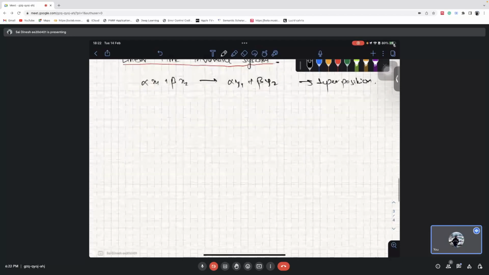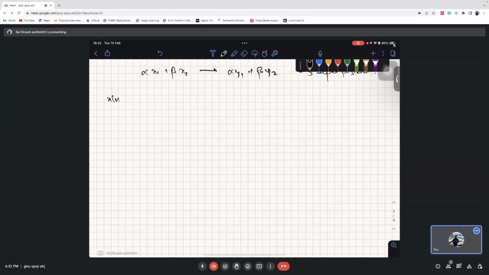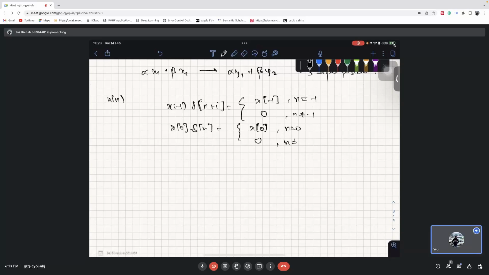For example, if we have a signal x of n, then x of minus 1 times delta of n plus 1 will give us x of minus 1 for n equal to minus 1 and 0 for n not equal to minus 1. Similarly, x of 0 times delta of n is equal to x of 0 at n equal to 0 and 0 for n not equal to 0.